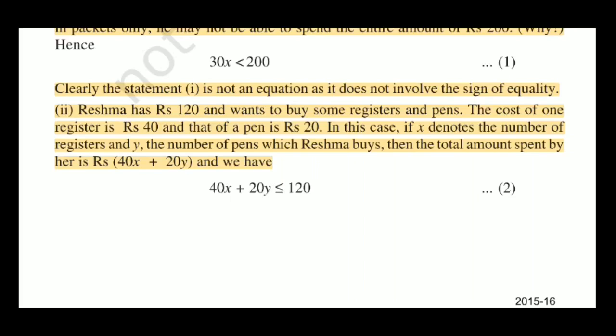Reshma has rupees 120 and wants to buy some registers and pens. The cost of one register is rupees 40 and that of a pen is rupees 20. In this case, if x denotes the number of registers and y the number of pens which Reshma buys, then the total amount spent by her is rupees 40x plus 20y, and we have this inequality: 40x plus 20y is less than or equal to 120.